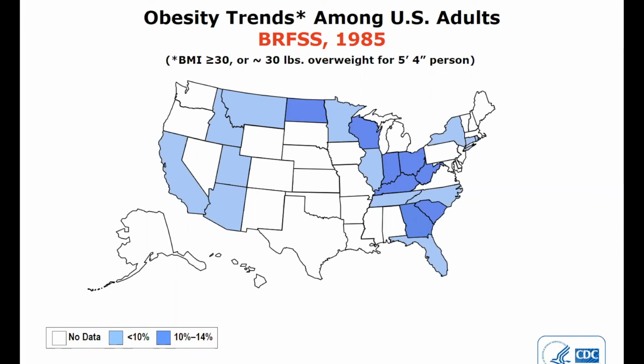So in the states with the dark blue, they have 10 to 14% of the population is obese. And in the lighter blue, less than 10% of the population is obese. So this is data from 1985, and I'm just going to scroll through.